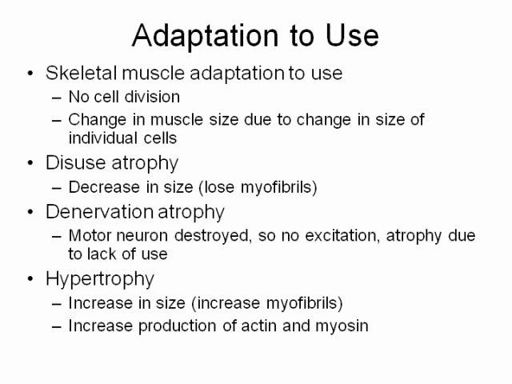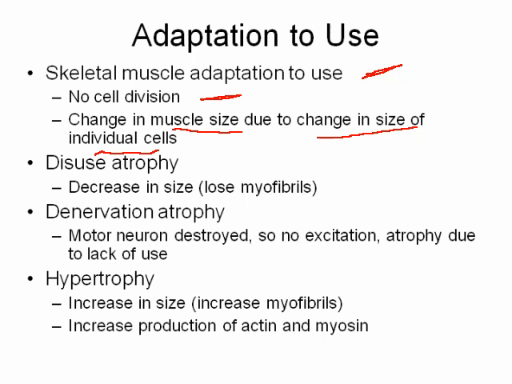It can also have adaptation to use. Now, this can mean, of course, the effect of training where you actually enhance muscle function, but it also can be the effect of detraining when somebody is not actively undergoing training. Muscle rapidly becomes less effective in its ability to contract. So, skeletal muscle adapts to use. There is no cell division. What you do is you change muscle size due to a change in the size of the individual cells.